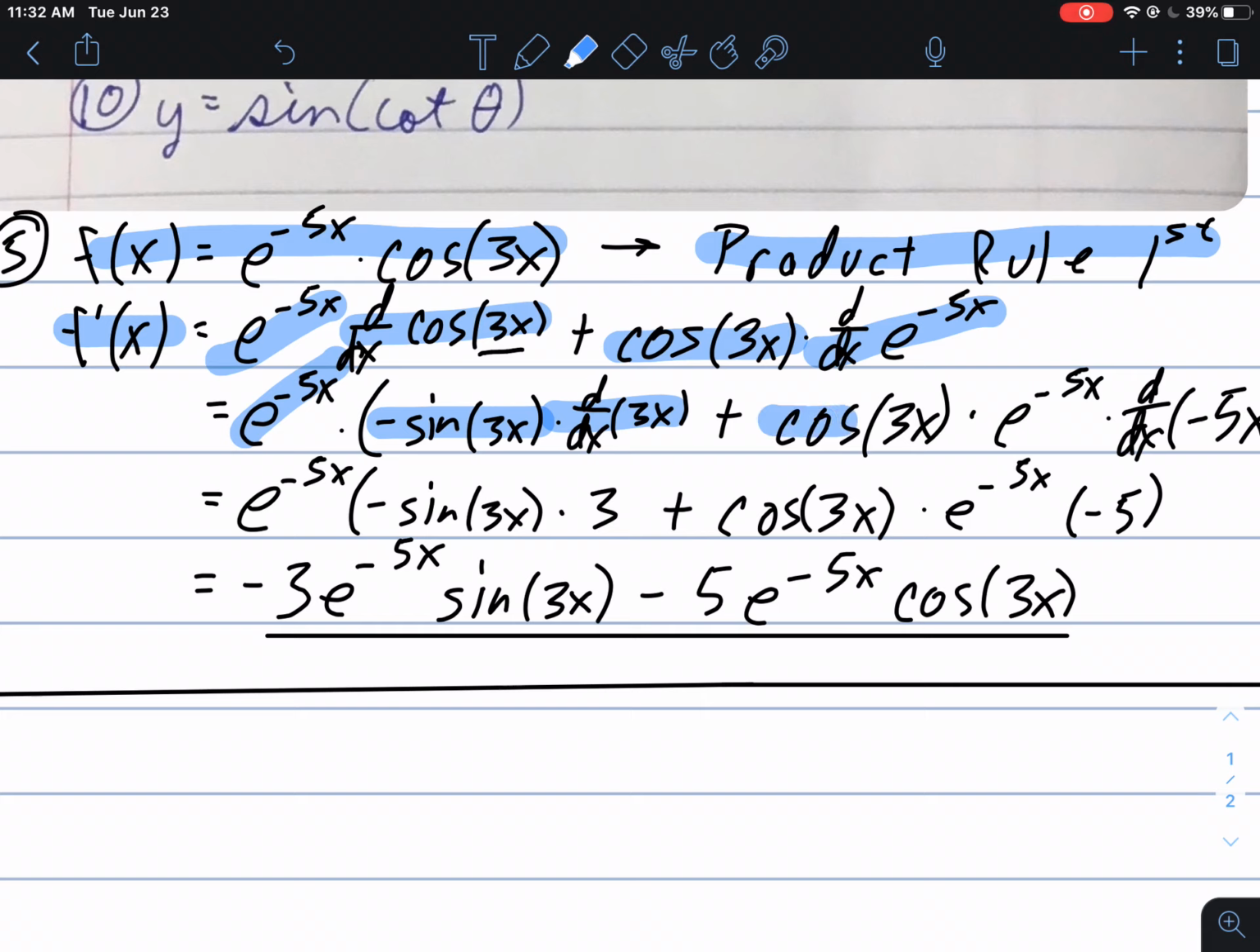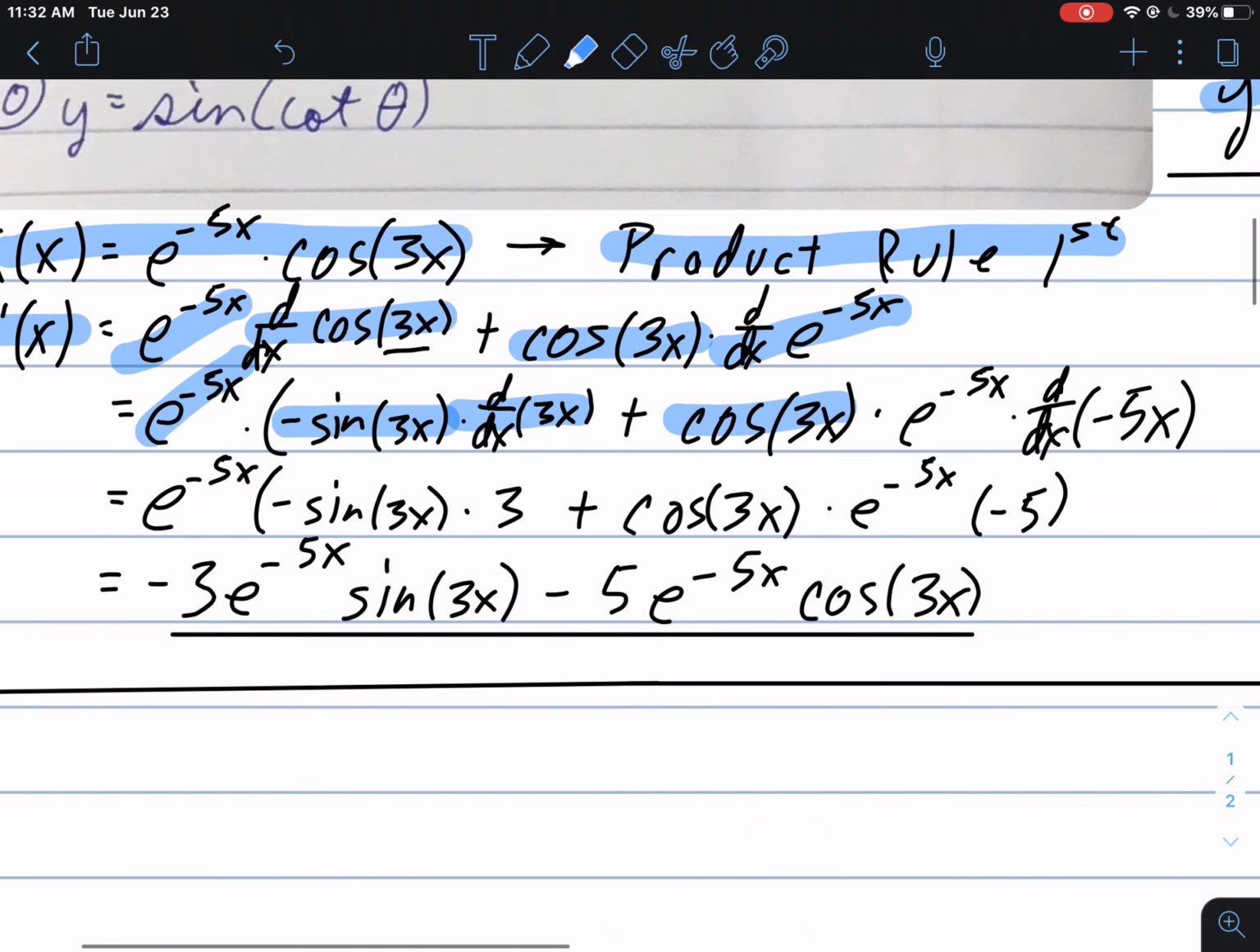Plus, we've got the cosine of 3x, which we already had. Then we differentiate e to the negative 5x. Now again, I'm differentiating e to the negative 5x. That's our exponential function, base e, that we just said has a derivative of the function times the derivative of its exponent. So this is the derivative of e to the negative 5x. This is the derivative of our cosine 3x.